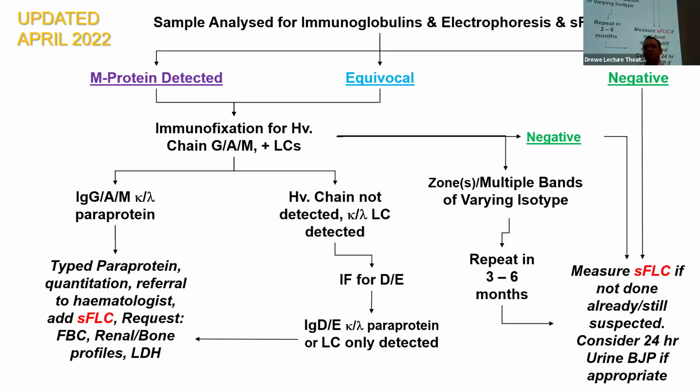So we updated our approach to this, and a lot of it was born out of necessity as well as the recommendations from the guidance. We launched this back in April 2022, and we replaced our BJP testing with free light chains. This has been for all of our GP patients, where they can no longer order a random sample of urine for BJP testing. If they do still want BJP testing, we can arrange it, but we always tend to ask for a 24-hour urine.